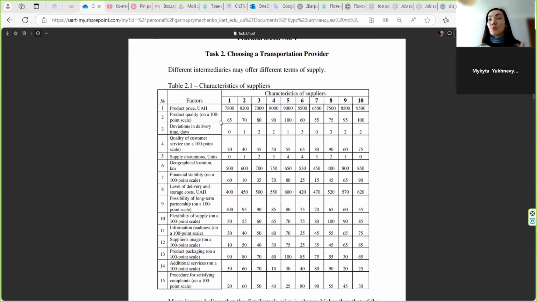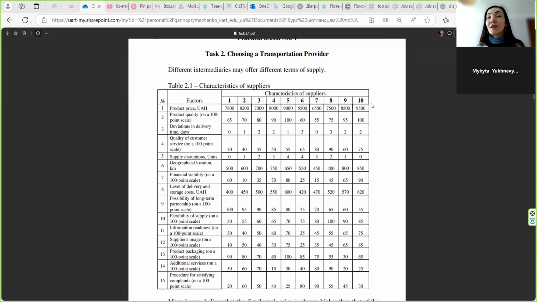So transportation process. We could see that from all our suppliers, supplier number 5 and supplier number 10 have the same position in product quality. It is 100 points or percent. So how could we choose between them? 5 and 10 are the same in this position.